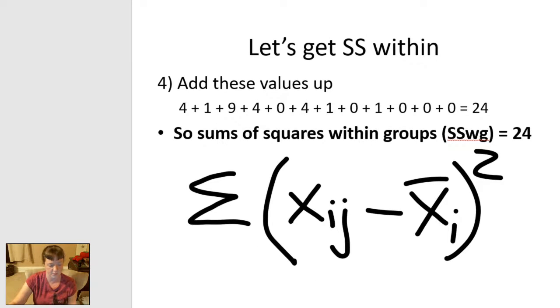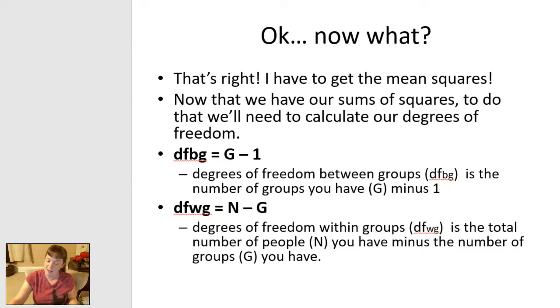All right, so now what do I need to do? Well, now I need to get my degrees of freedom, right? I have to get the degrees of freedom because that's how I'm going to get my mean squares. So I've got my sums of squares between. I've got my sums of squares within. Now I need the degrees of freedom. How do I get degrees of freedom? Well, for between, it's g minus 1, the number of groups you have minus 1. And for within, it's n minus g, total number of people in your entire study minus the number of groups you have.